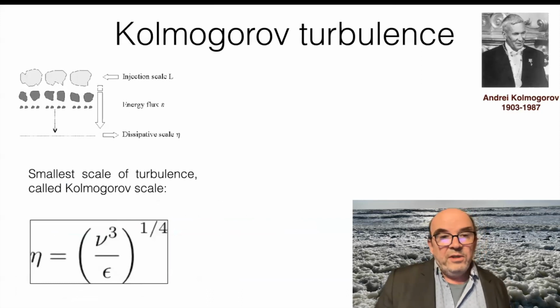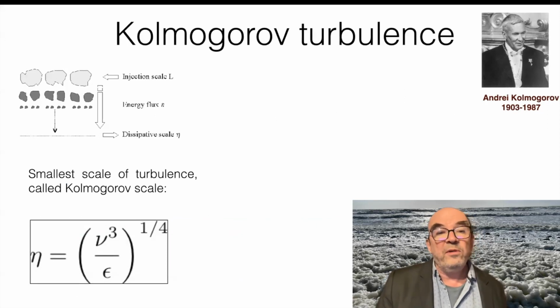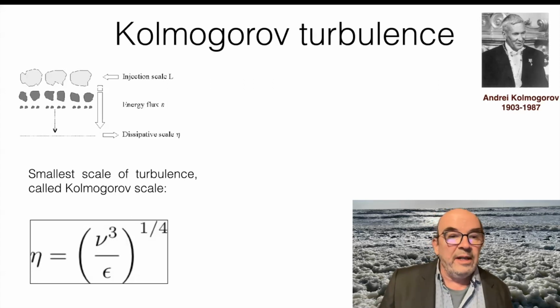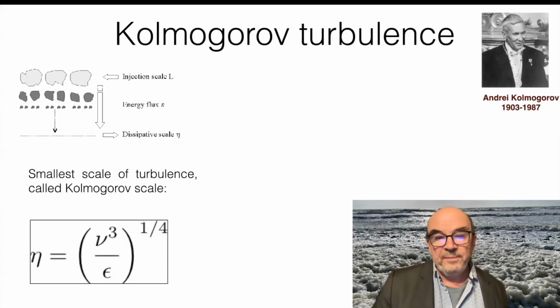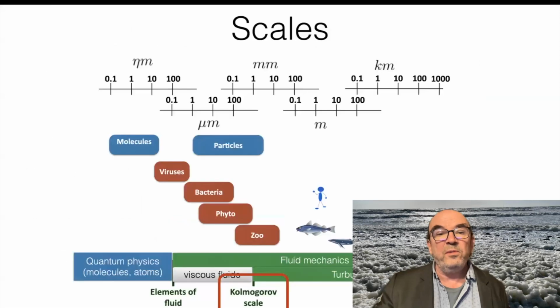Using this, I don't give all the details of the method, we can obtain the smaller scale of the cascade. This is now called the Kolmogorov scale, and it's written in this formula: eta equals nu cubed divided by epsilon, everything to the power 1/4. I recall that nu is the viscosity, so it depends on the fluid, and epsilon is the dissipation, so it depends on the flow. When we have these two quantities, we can compute eta, the smallest scale of turbulence.